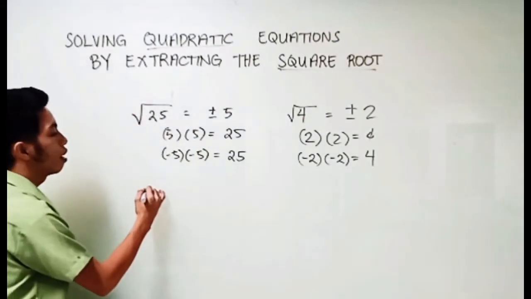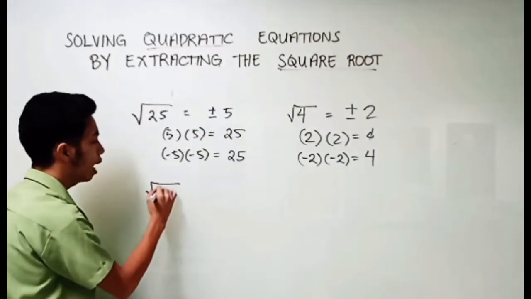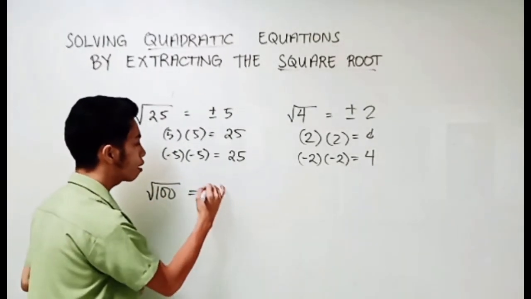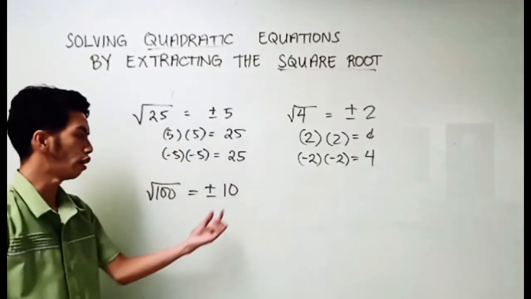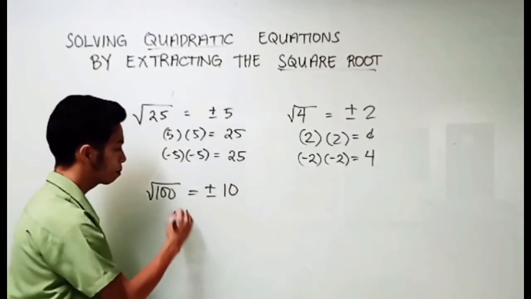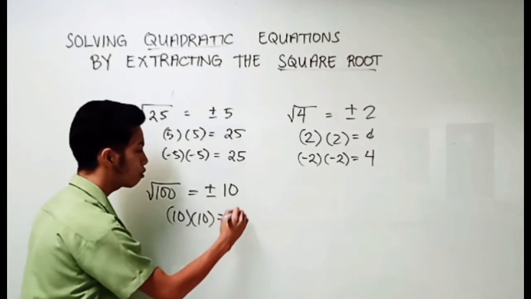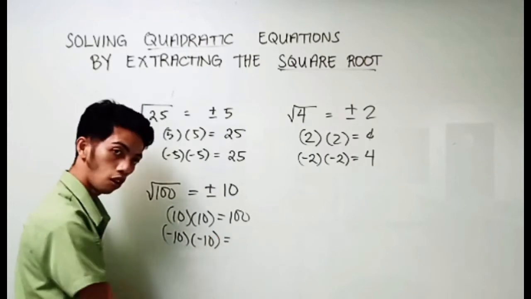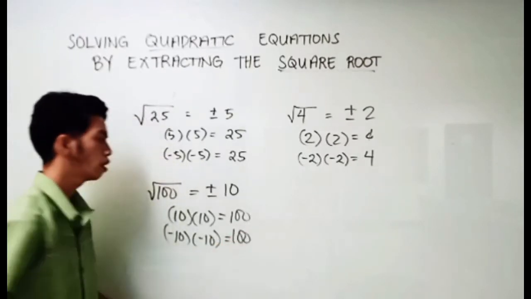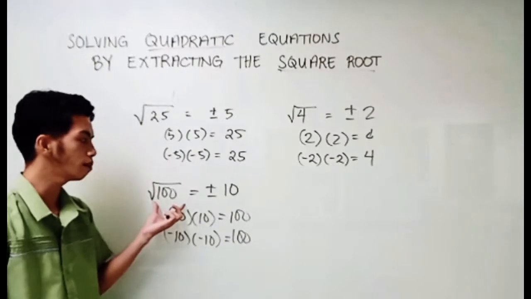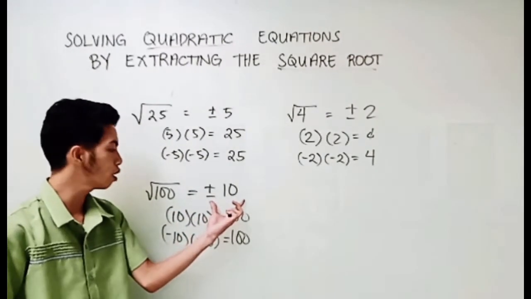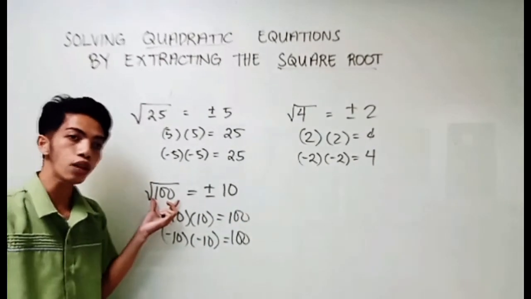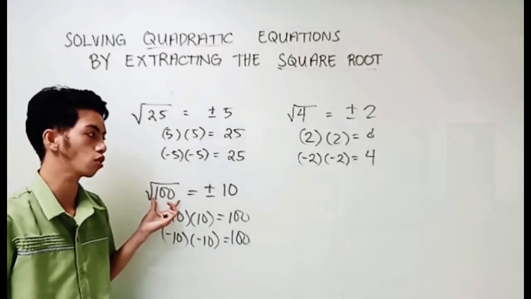Another one, the square root of 100. If I'm going to find the square root of 100, that would be positive or negative 10. Wherein 10 times 10 is equal to 100. And negative 10 times negative 10 is also equal to 100. Therefore, the square root of 100 is positive or negative 10. Na kapag minultiply mo siya sa sarili, the answer is 100. Wherein 100 is a perfect square.